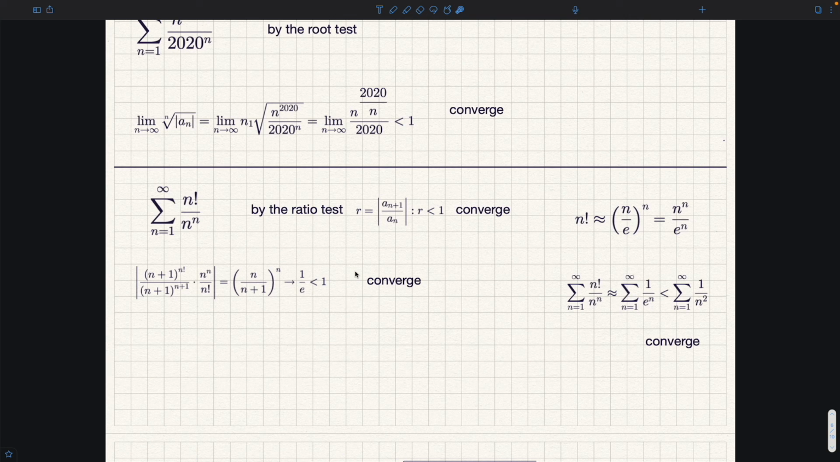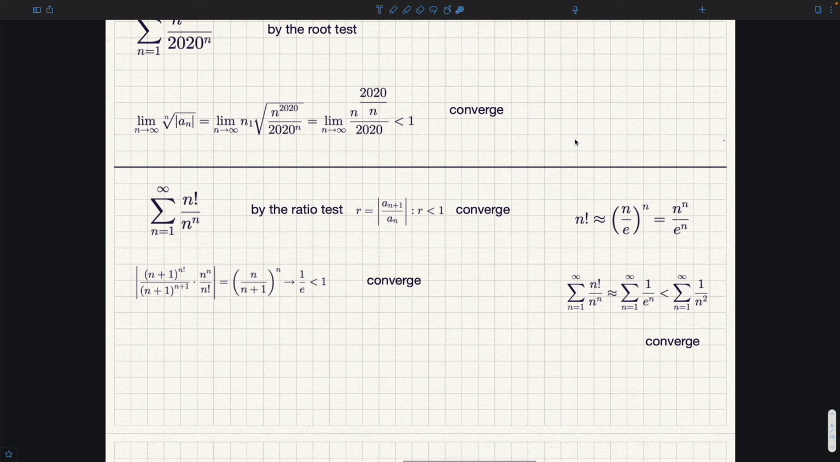So now I'm going to explain two aspects about this exercise, and we are going to use the ratio test. So the ratio test states that if there is R such that the absolute value of a_(n+1) divided by a_n equals R, and R is less than 1, then the series converges. If R is bigger than 1, then this series diverges.